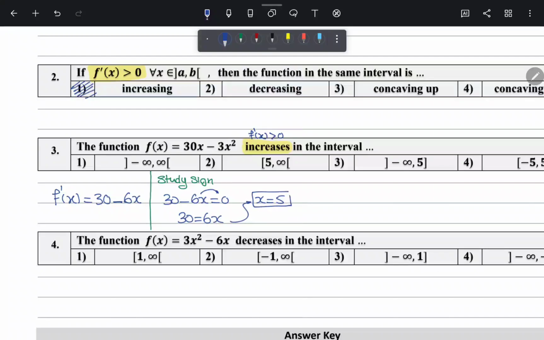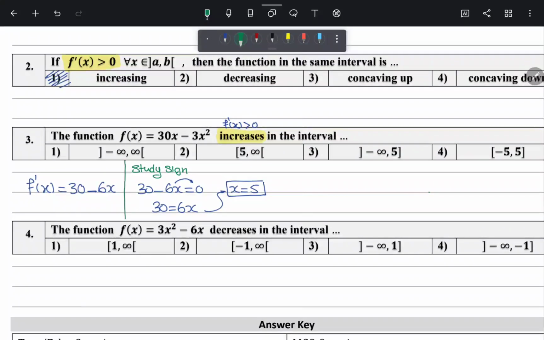Even if we don't cancel, negative with negative. And then we draw the number line. So let's draw a number line from negative infinity until positive infinity. And here we have 5. Choose something before 5 and something after 5. So something before 5, choose 0. 0 is always a good choice if it's available. Something after 5, let's choose 10, for example.